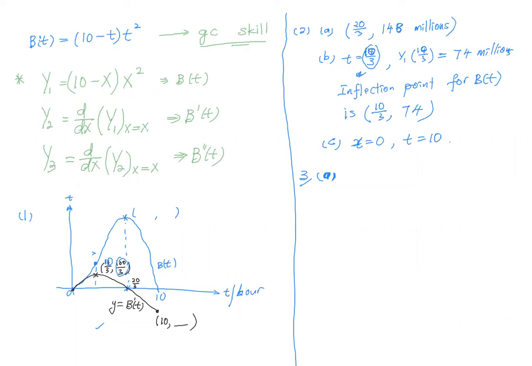Oh, do you see? I say you go into Y1 because I want the inflection point. I want this point. 10 over 3, B of 10 over 3. This is B prime of 10 over 3. Hello, do you see the difference? That's why I say you have to be very careful.